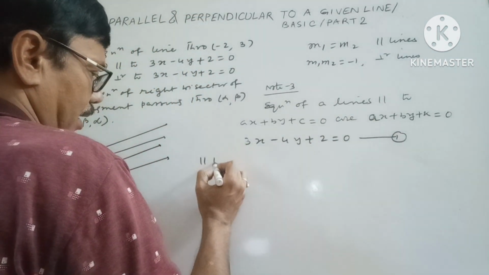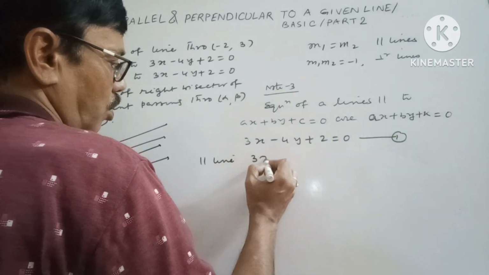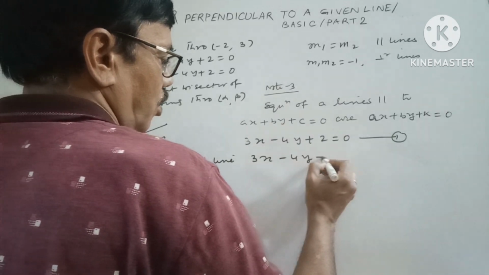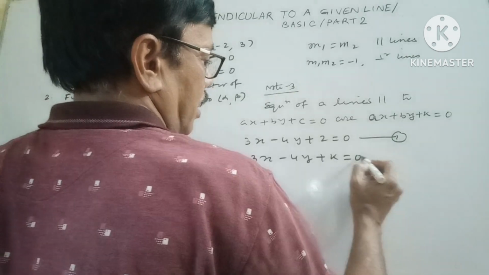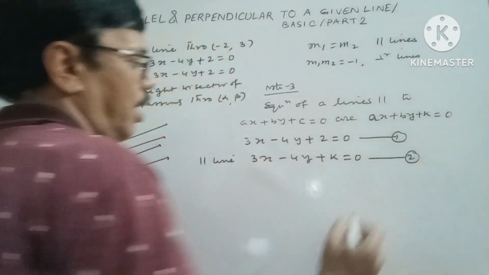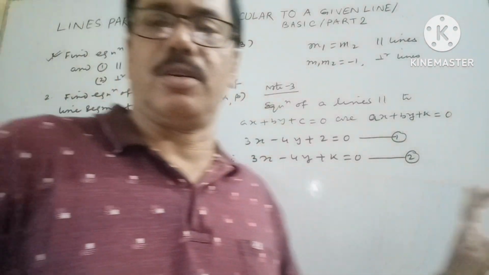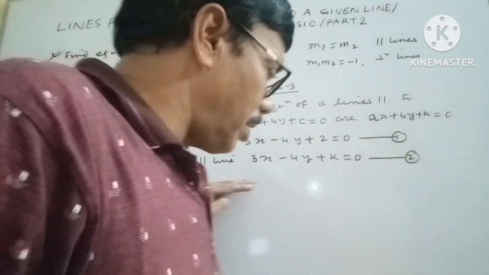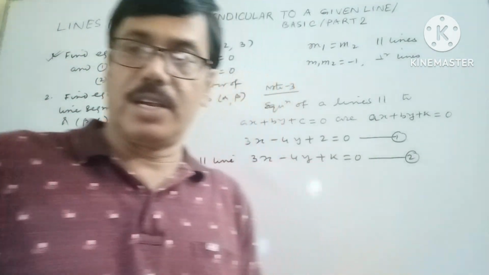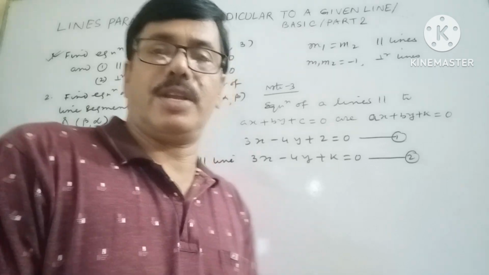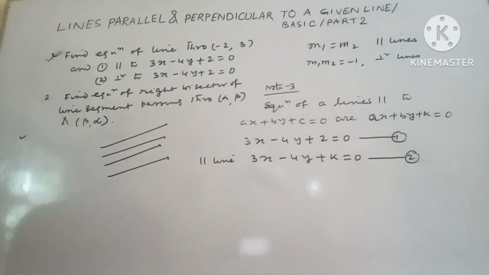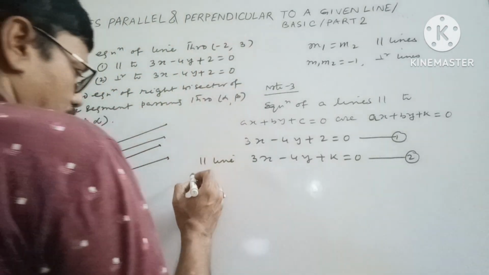So, parallel line. It is obtained by changing the constant 2 to k. Mind it, it may be minus k also. You are getting many lines. But when a condition is given, you get a unique line. So, what is the condition?